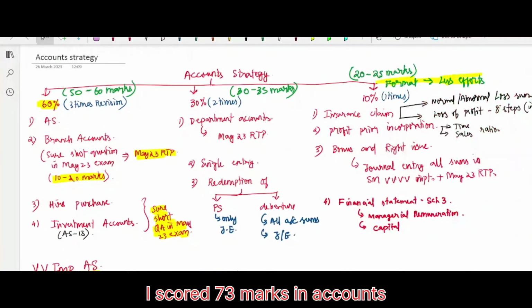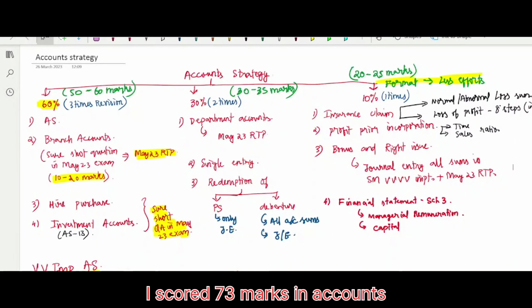Then comes bonus and right issue. In this chapter, the only thing you have to focus on is wherever a journal entry related sum is given, whether in the study material, the RTP or the MTP, please go through that sum. It is very important. I am pretty sure that a journal entry sum is going to hit in this chapter. Even in the May 23 RTP, they have given one sum related to journal entry only. So please focus on this.